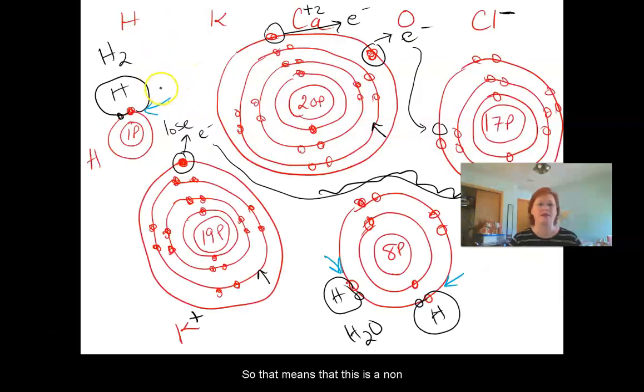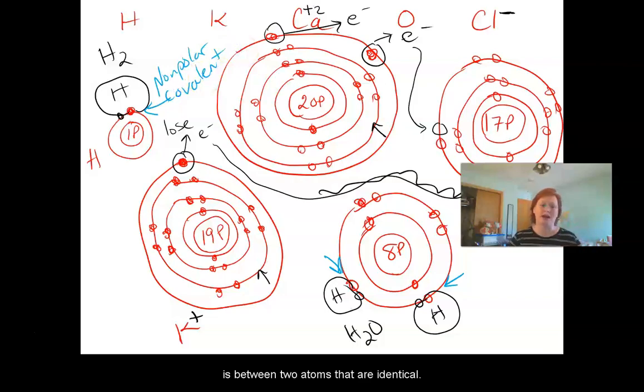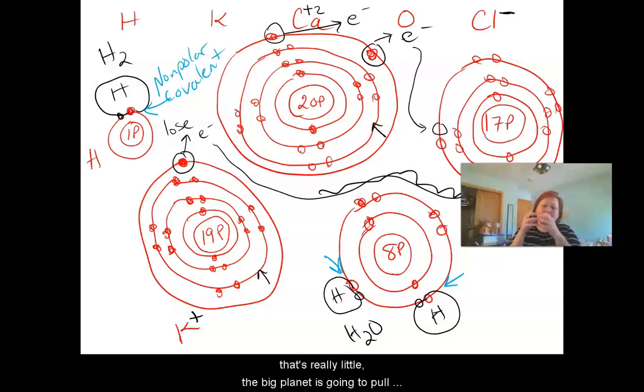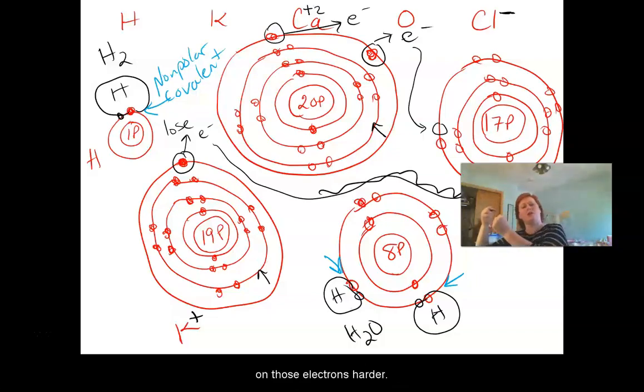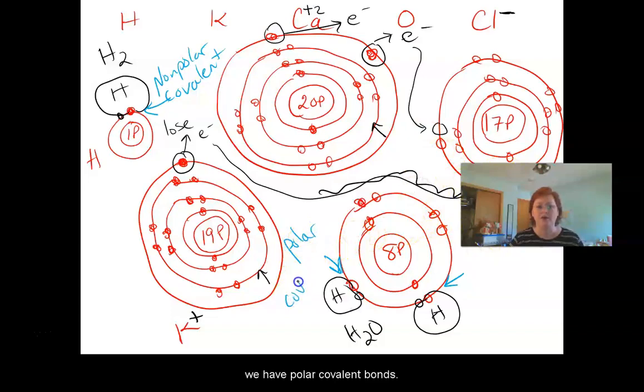So that means that this is a nonpolar covalent bond. And really, the only true nonpolar covalent bond we can get that's completely nonpolar is between two atoms that are identical. Now, if I have one planet that's really big and one planet that's really little, the big planet is going to pull on those electrons harder. So what happens is we end up getting polarity or a difference. So down here, between the oxygen and the hydrogen, we have polar covalent bonds. Over here and also over here.